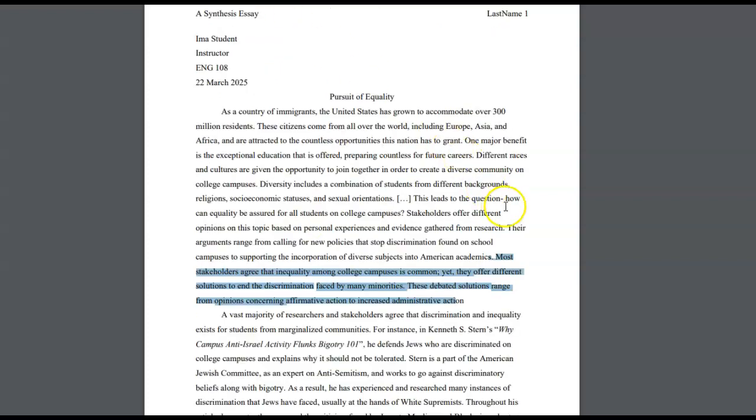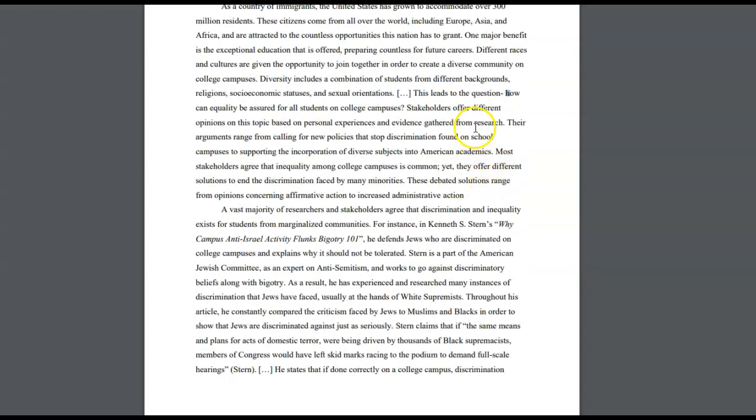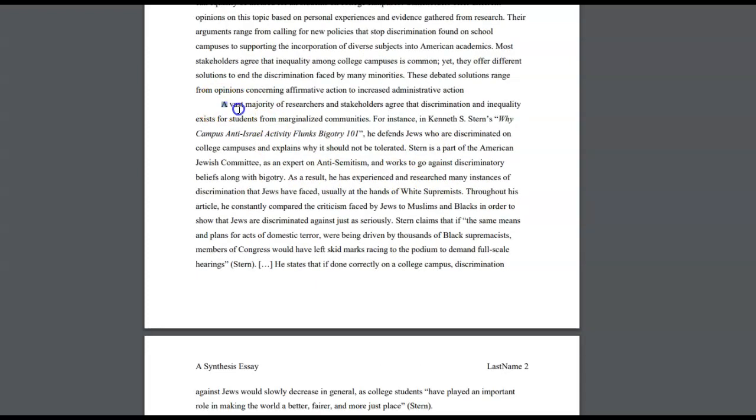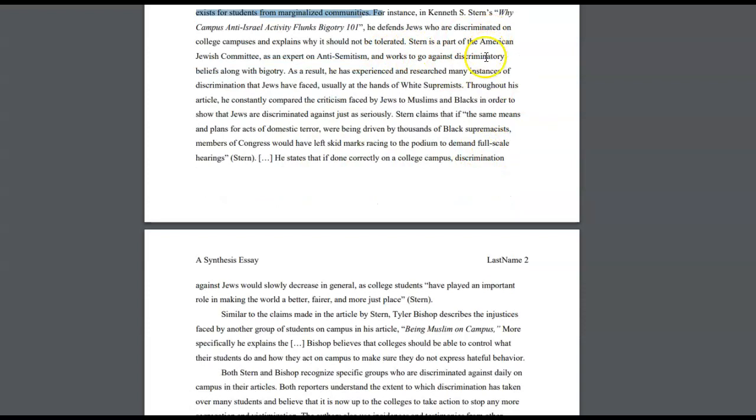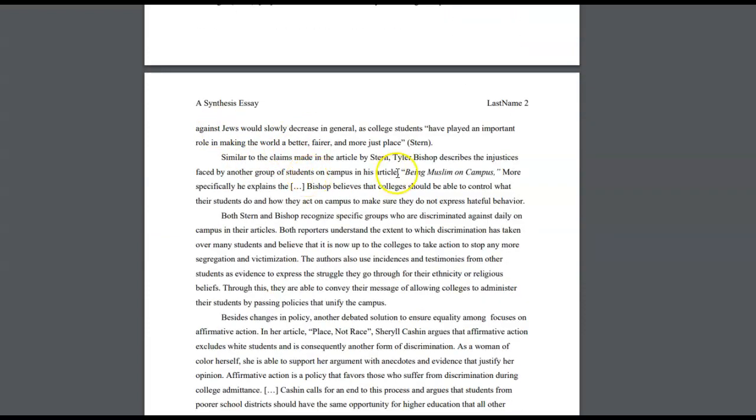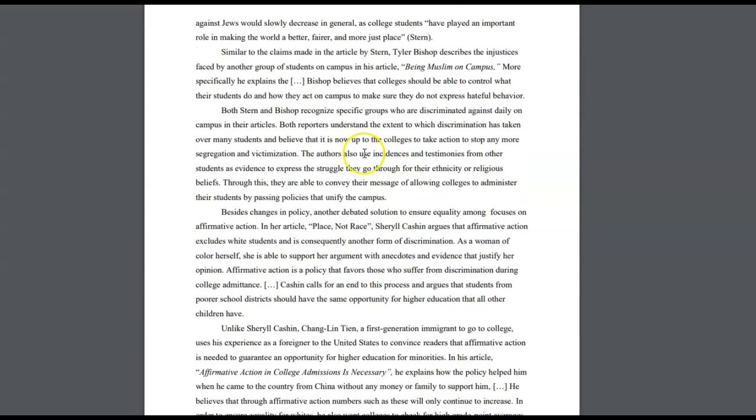If we go to the second one, okay, the second student example, they have their thesis there. Here is their first common point of discussion. Many researchers and stakeholders agree that discrimination and inequality exist. And they share this person, Kenneth Stern, and then they have a little paragraph where another author talks about it, and then they compare those two. They synthesize those two authors, okay?